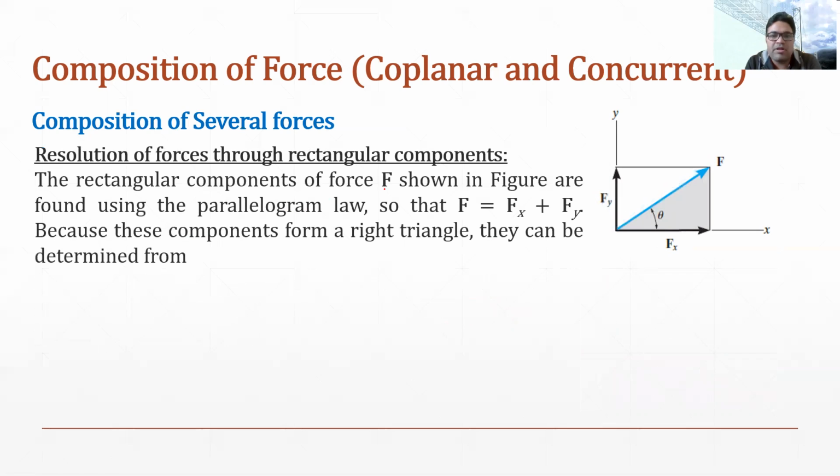Now the rectangular components of force F, as shown in the figure, are found using the parallelogram law, so that F is equal to Fx plus Fy. You can see here, this F is actually the sum of Fx and Fy. So this is again a special case of the parallelogram law. I forgot to tell you, in the parallelogram law there are three special conditions. When alpha is 0, in that case F1 plus F2. When alpha is 90 degrees, in that case also, this is F1 plus F2.